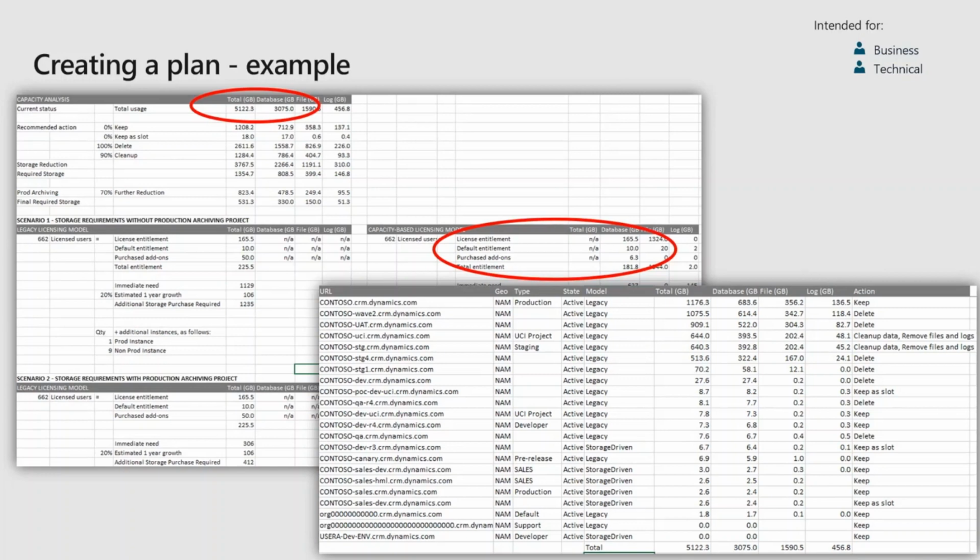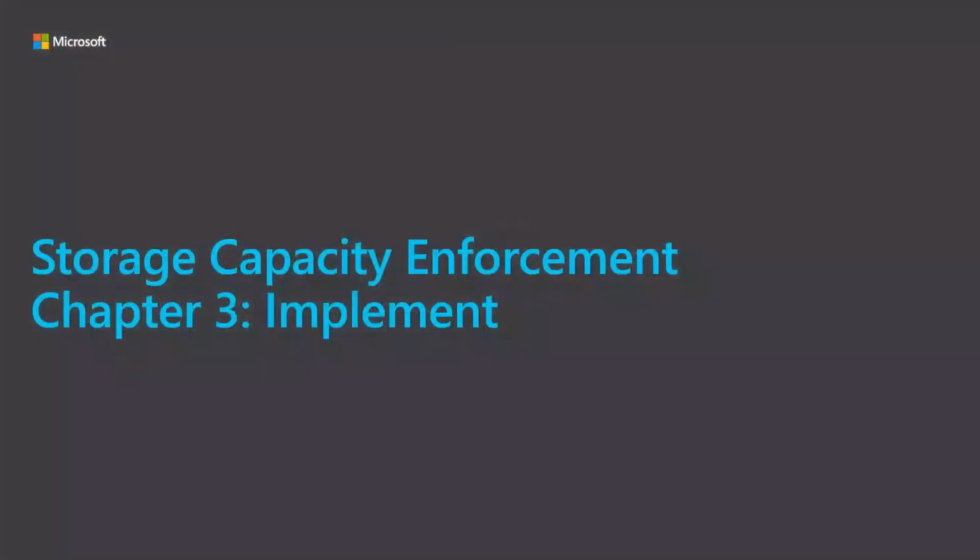By doing a detailed plan like this, it helps understand if the current entitlement is enough for our current usage and if there are things that we can do to reduce consumption. Let's dive into our final chapter where we start to implement some of the plans we put together.